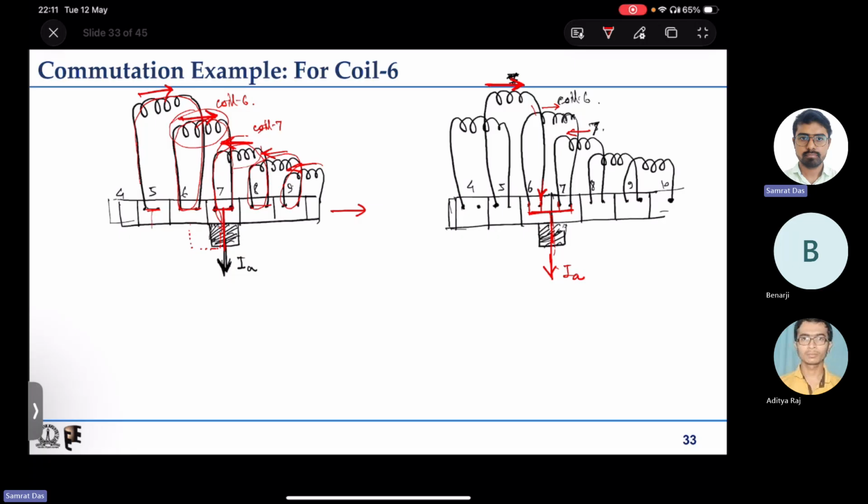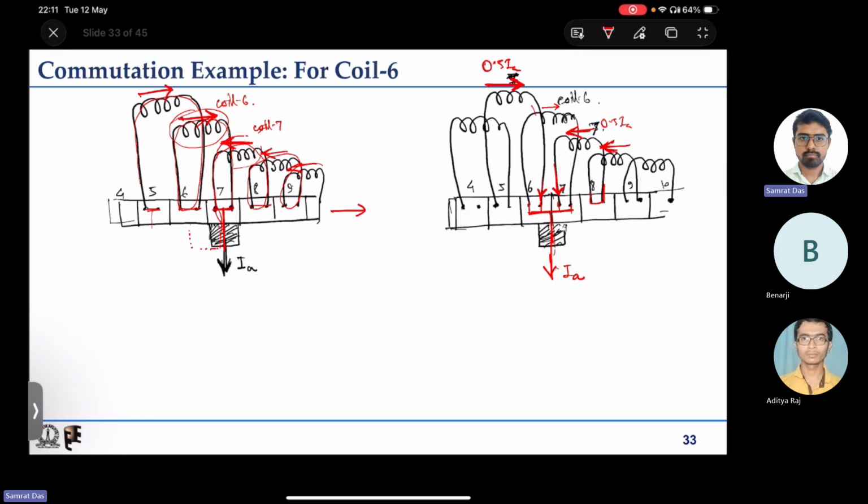Now what needs to happen? This is 0.5 IA. This is anyway coming, and this one, the coil 8, is also not going through commutation. So this 0.5 will also flow. So the seventh coil is also having 0.5 IA, and that 0.5 IA is coming here, right? So this coil terminal current will not change.